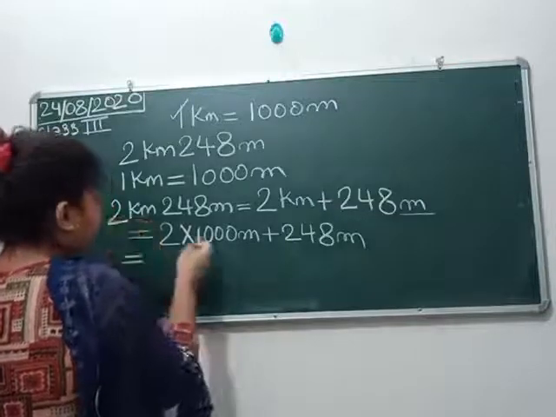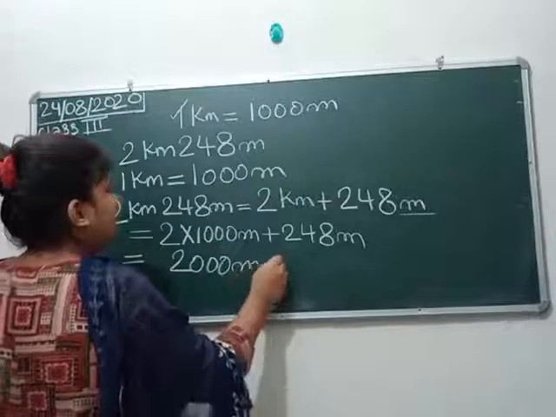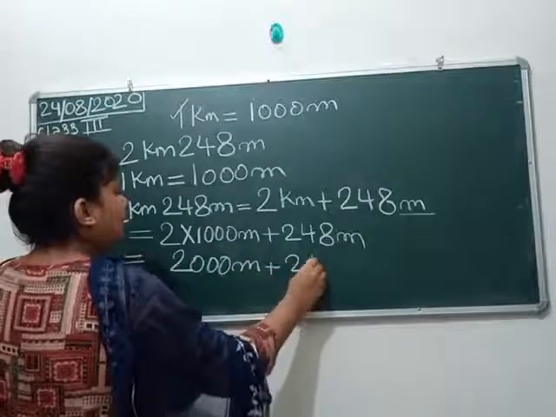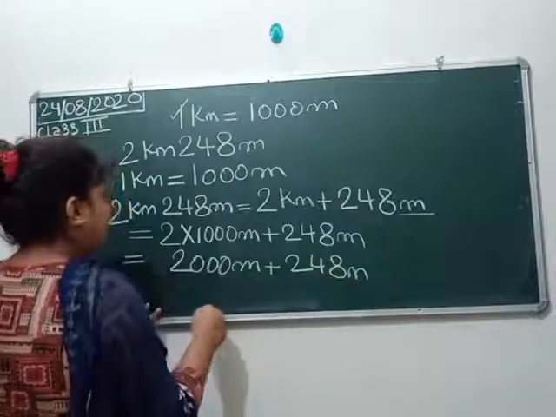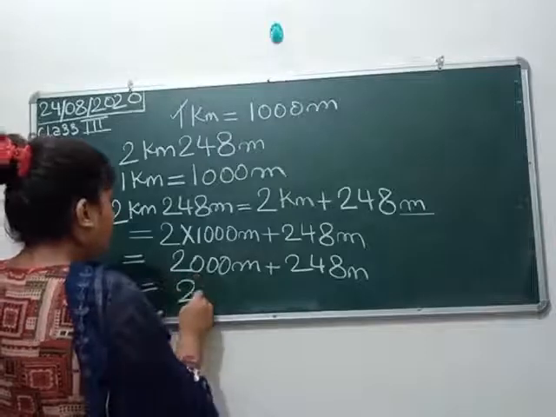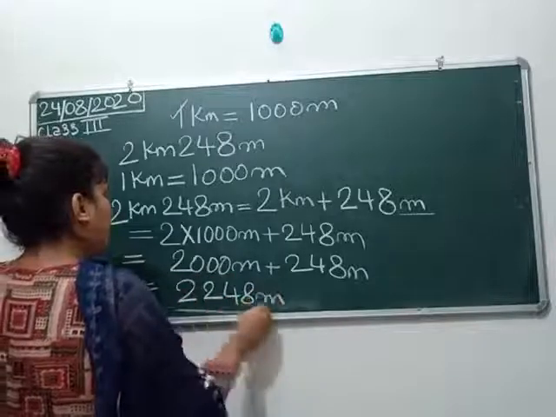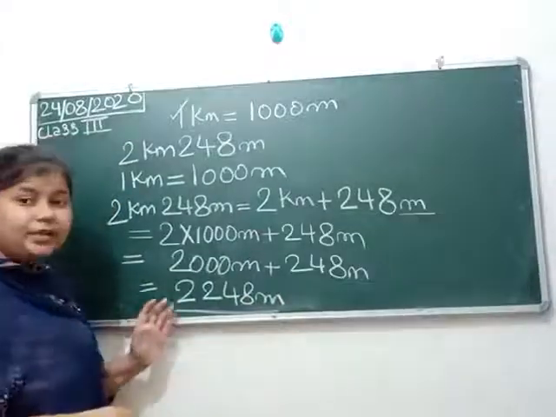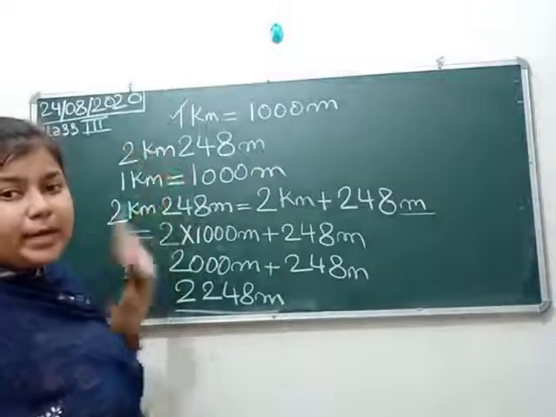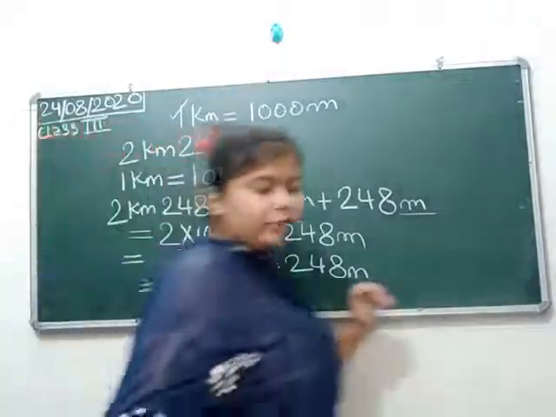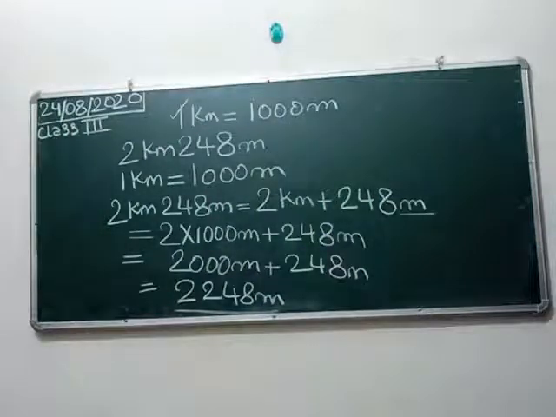Together they will form 2 into 1000, which is 2000 meter plus 248 meter. Now what will happen? We will add them. So adding them we will get 2248 meters. Now this is our answer. So this is how we will convert if any number is given in both units, kilometer and meter. Okay, note it down. First of all, note it down. Then I will move ahead.